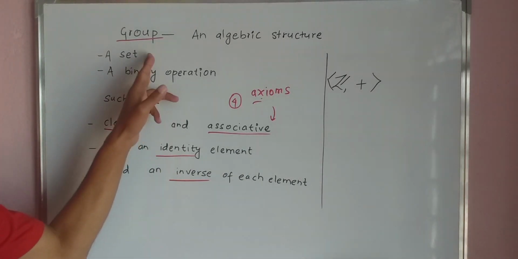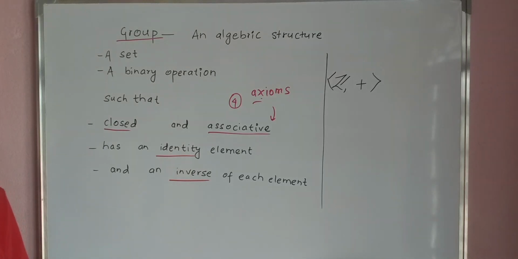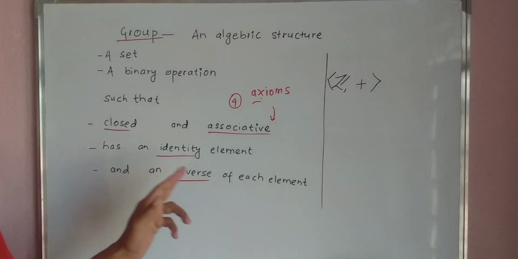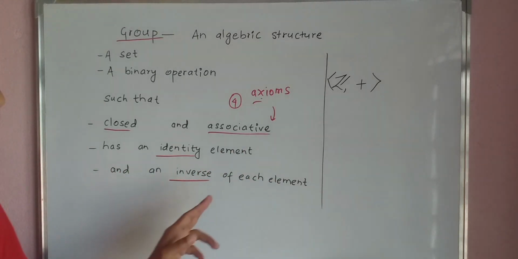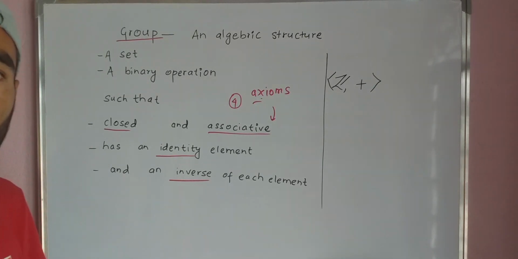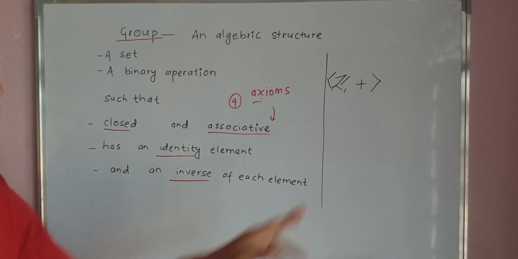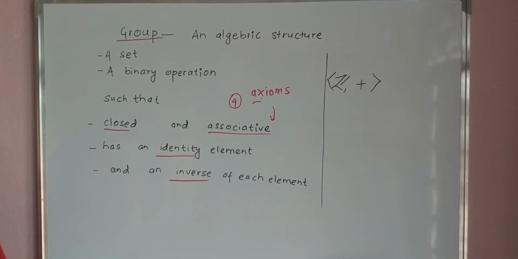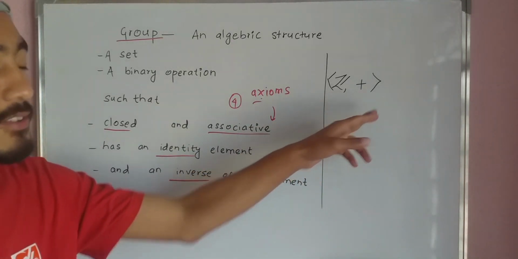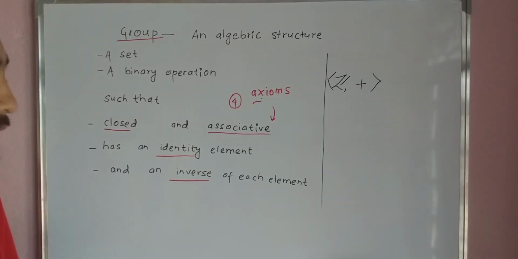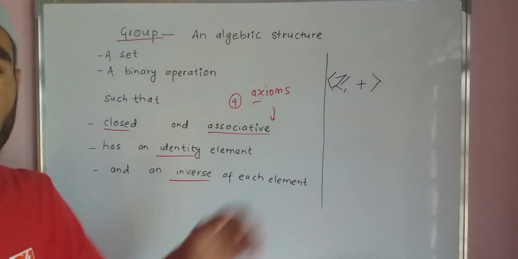It consists of a set and a binary operation defined on the set, such that the set is closed and associative, has an identity element and an inverse of each element under the given operation. For example, the algebraic structure (Z, +), the set of integers Z and the binary operation addition, forms a group, since Z is closed under addition, is associative under addition, has an identity element 0 and has an inverse of each element under the addition.